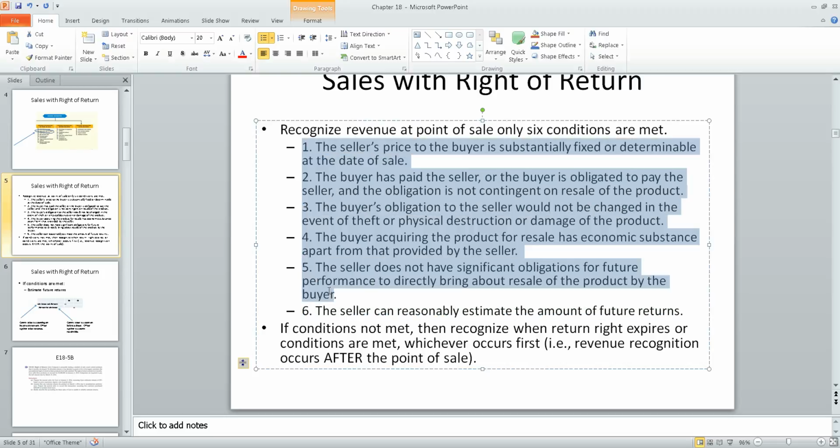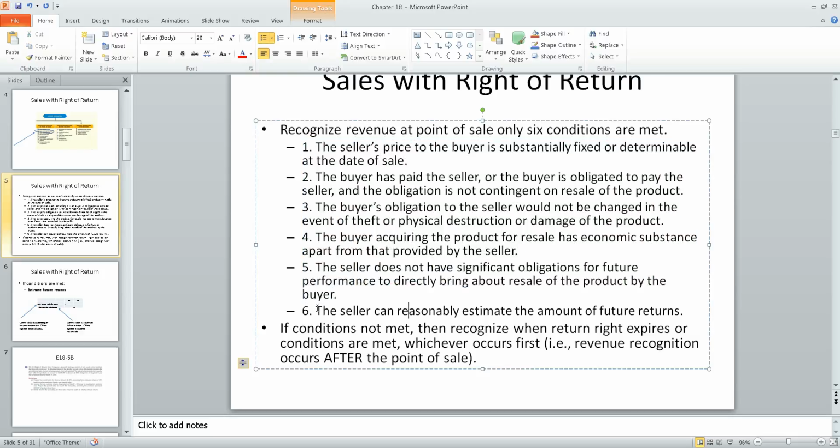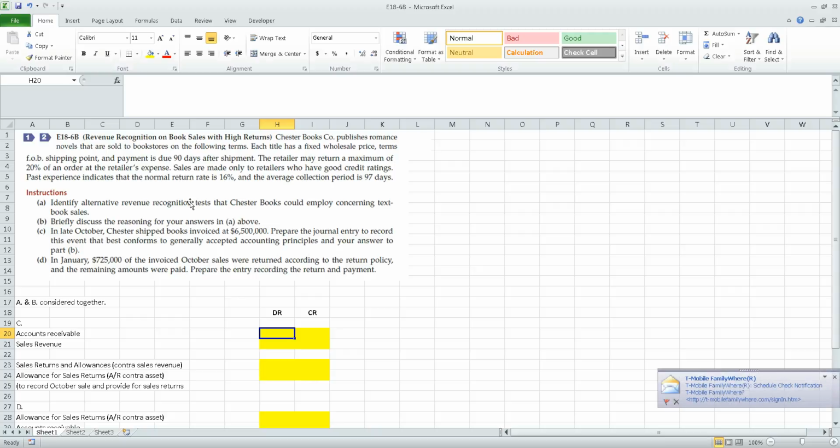We also said that normally conditions 1 through 5 will be met. The only real rub in most cases is point 6, which is whether or not the seller can reasonably estimate the amount of future returns. In our particular case here, the seller can reasonably estimate the amount of future returns. We're told that the return rate averages 16%, there it is.